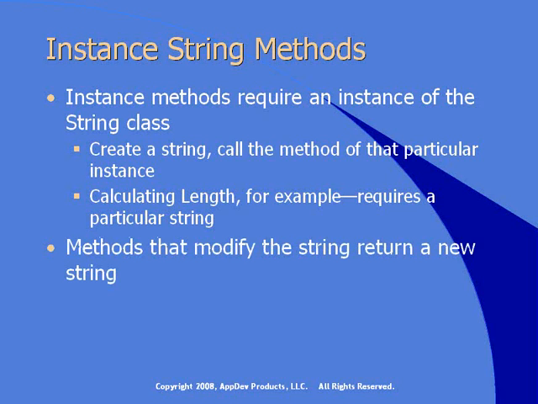Now it's important to remember that methods that modify a string return a new string. There's never a case where methods of a string class will modify a string in place. It will always hand you back a new string, and that operation can be both slow and memory intensive. We'll see how to work around this once we look at some instance methods of the string class.